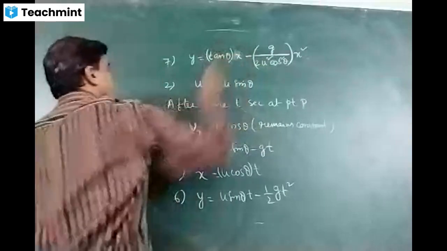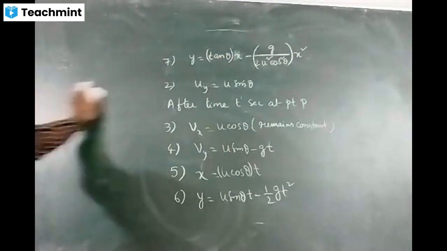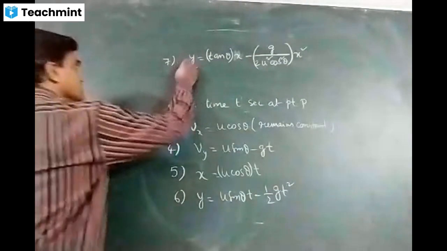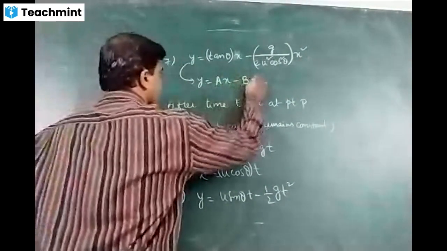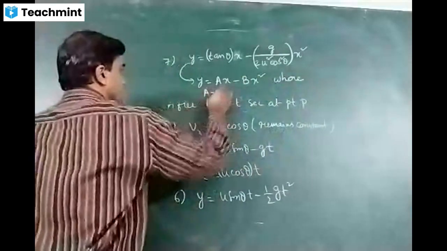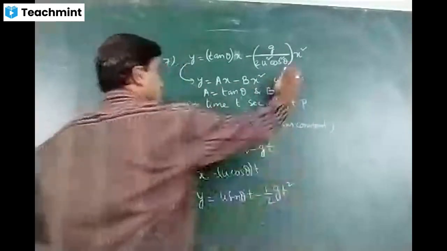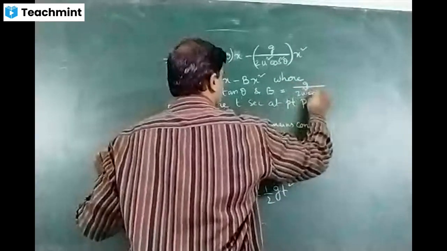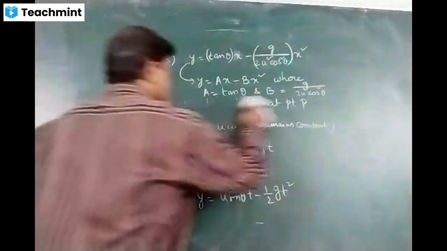Tan theta into x minus g by 2u square cos square theta into x square. And this is in the form of y equals ax minus bx square, where a is equal to tan theta and b is equal to g by 2u square cos square theta, which are taken as constants.